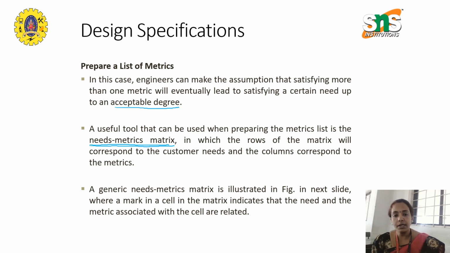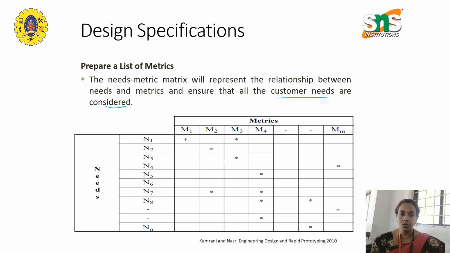A useful tool that can be used when preparing the metrics list is the needs metric matrix, in which the rows of the matrix will correspond to the customer's needs and the columns correspond to the metrics. A generic needs matrix is illustrated in the next slide, where a mark in a cell in the matrix indicates that the need and the metric associated with the cell are related to each other.